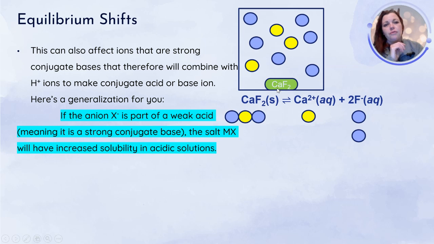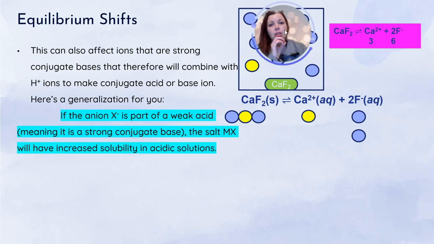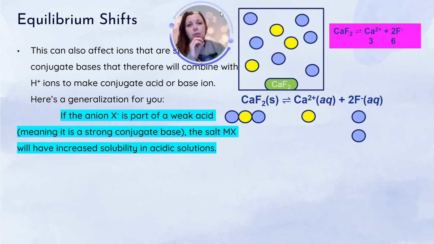Most of them will stay in the solid form, but here we've got 1, 2, 3 calcium, 1, 2, 3, 4, 5, 6 fluoride, so that we have our balanced equation here. Now, if we count, then we've got those 3 and 6.